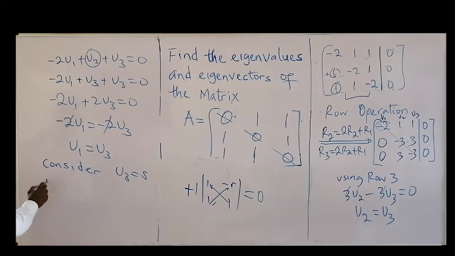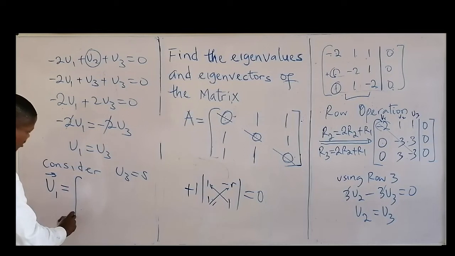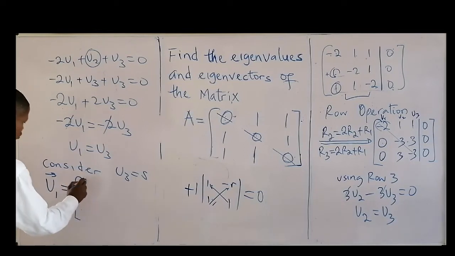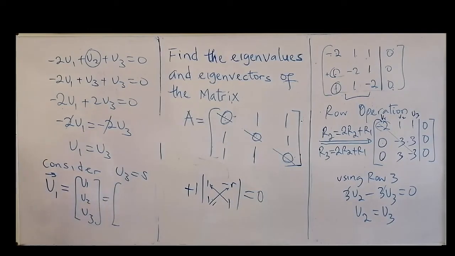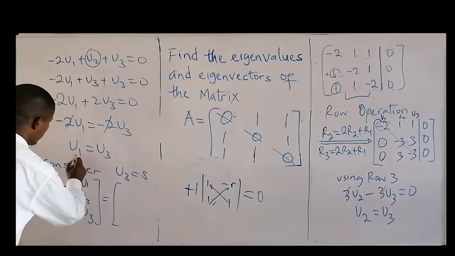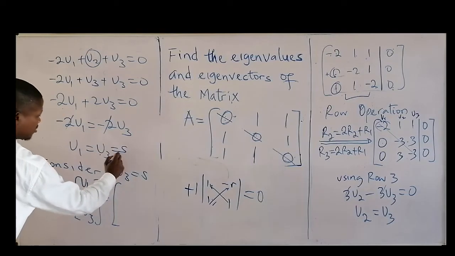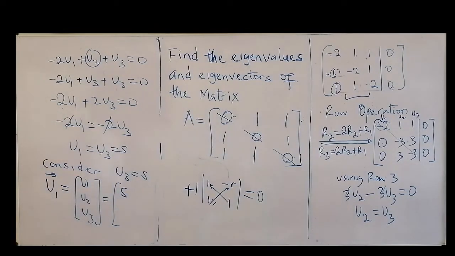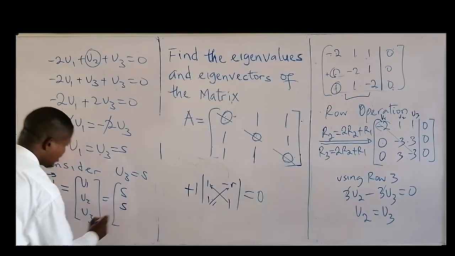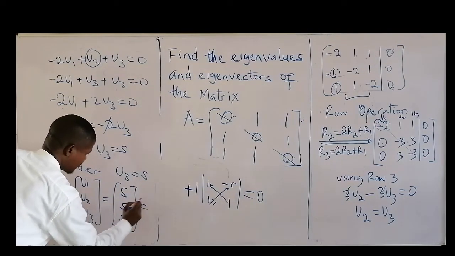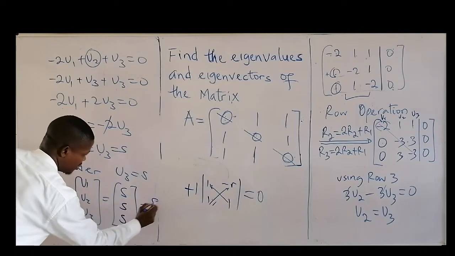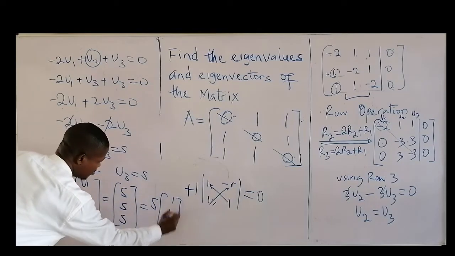So the eigenvector will now become the components U1, U2, U3. My U1 is equal to U3, that's X. My U2 is also X. My U3 is also this. So I can factorize this one, and that will be equal to 1, 1, 1.